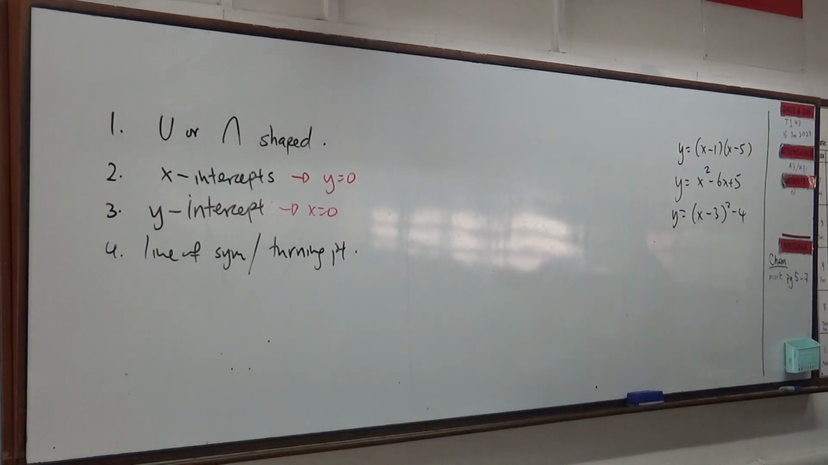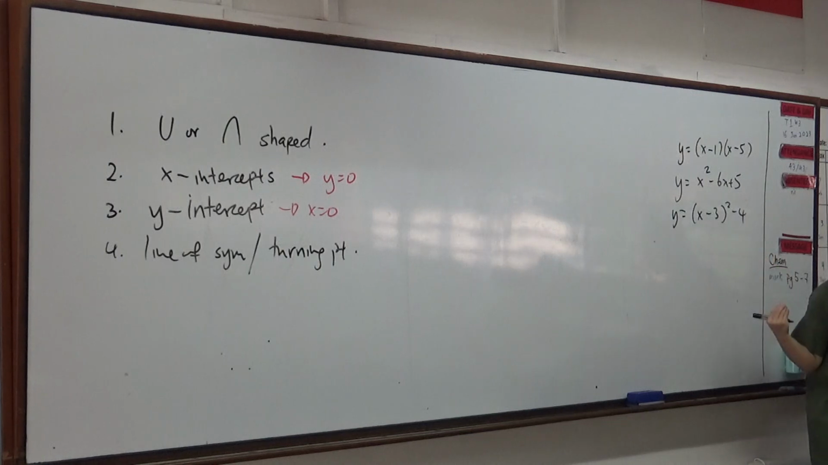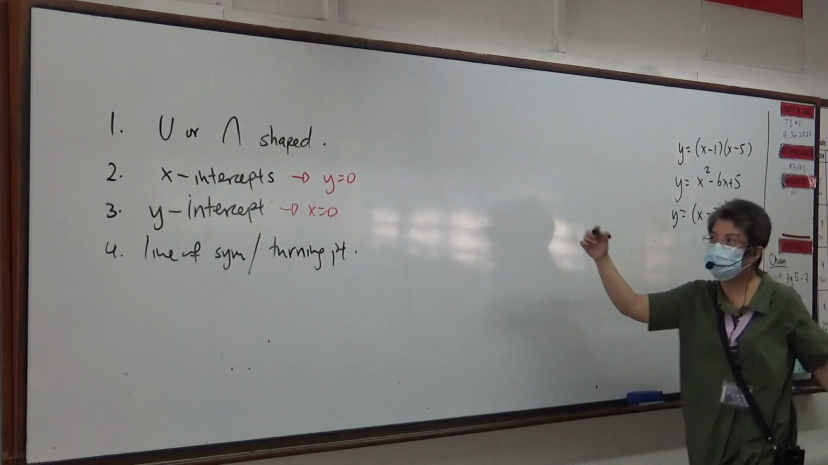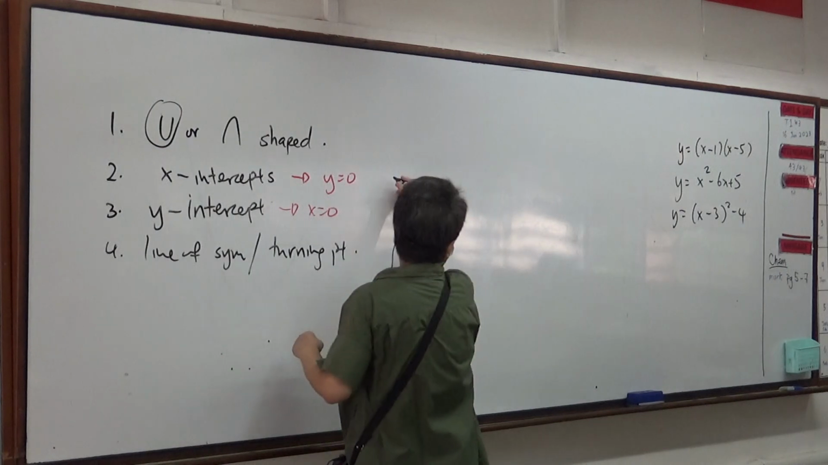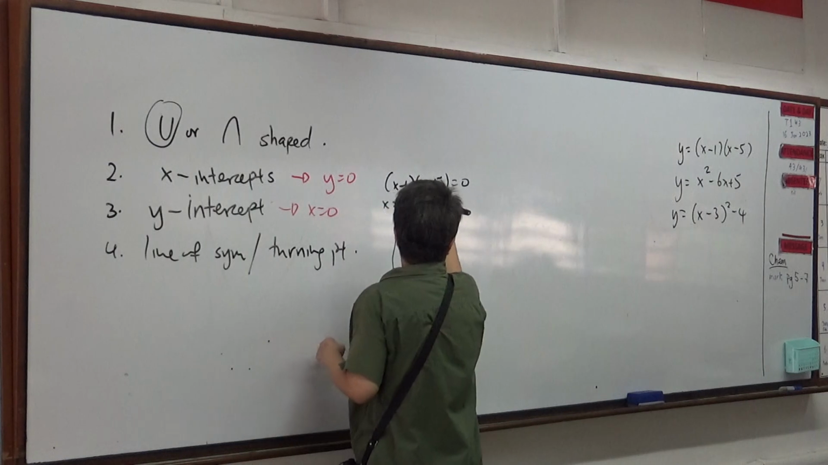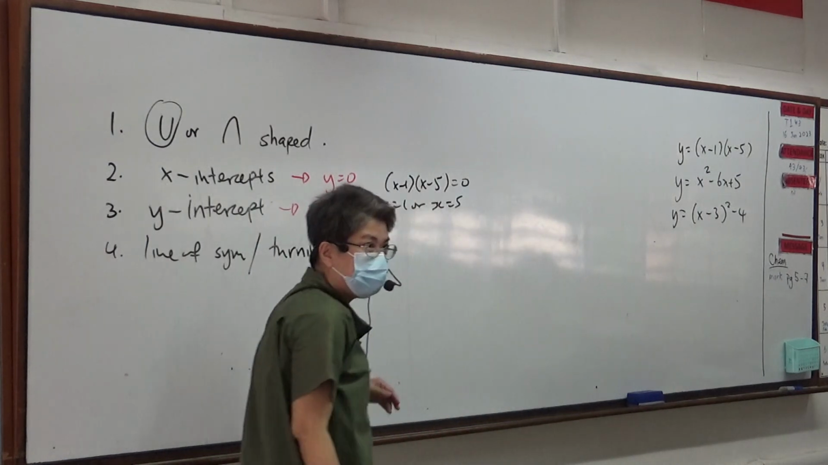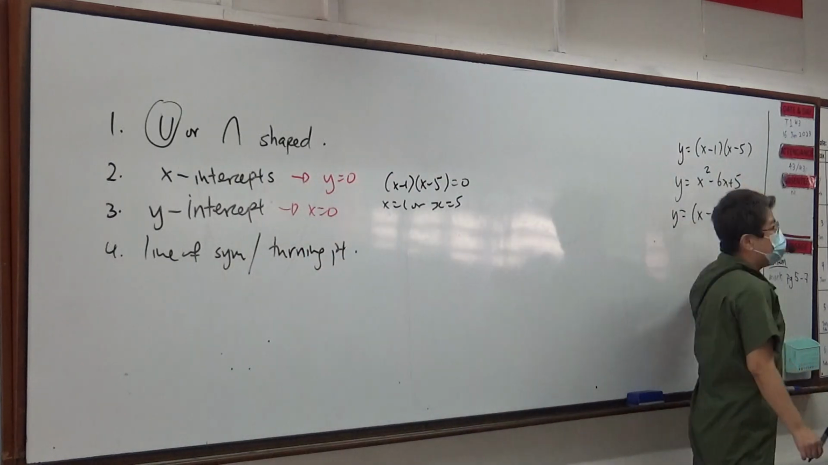First of all, you decide number one. Is it a U or N shape? U, right? x times x is x squared. Then it cuts at what points? 1 and 5. Do you agree? It cuts at 1 and 5. Now, first of all, you decide it's a U shape. Then, when y is 0, I'll have x equals 1 or x equals 5. Alright? How about when x is 0?